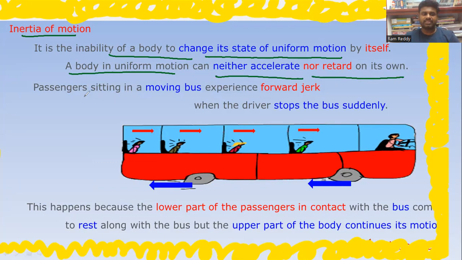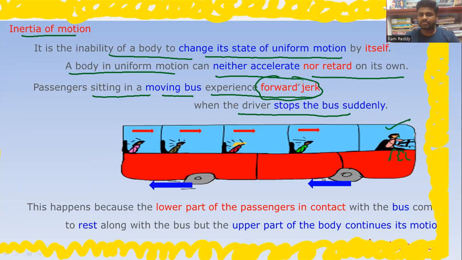Now the example: the passenger sitting in a moving bus experiences a forward jerk. The bus is moving, and the passengers are sitting in the bus. When the driver stops suddenly, applying the brakes, the bus suddenly stops. Then what will happen? Definitely they will experience a forward jerk. Definitely they will move forward. So what is the reason? That is the inertia of motion.